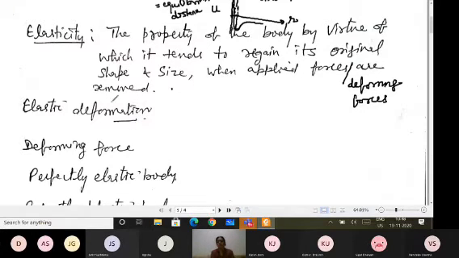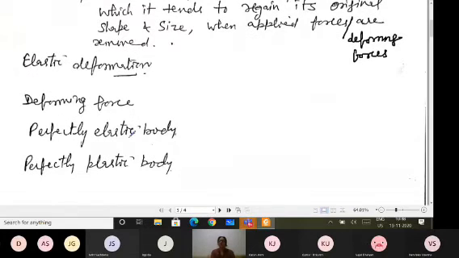If we apply a force to a body and are able to bring it back after the removal of the deforming forces, that body we will call perfectly elastic. But if we are not able to regain its original configuration after the removal of the deforming forces, then the body is termed a perfectly plastic body. Like if I can break it, but I cannot stretch it, that means this body is a plastic body. So we cannot change its configuration.